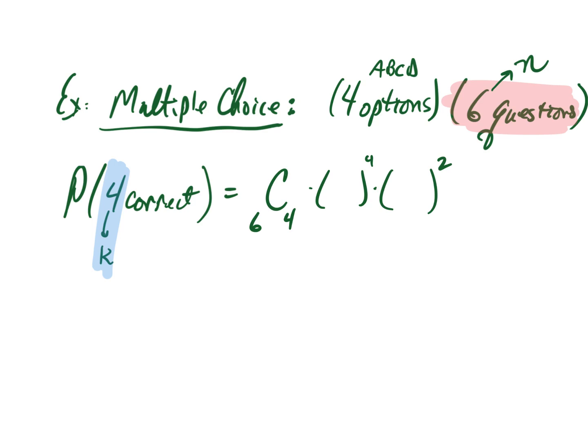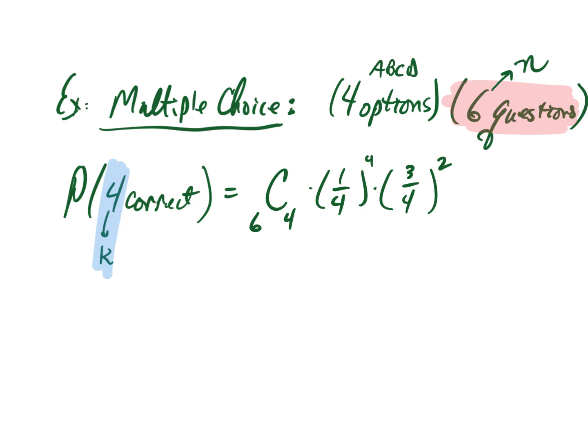Okay? Now, what really changes when we go from true, false to multiple choice is the probability of success. Because we're multiple choice, A, B, C, D, now the probability of guessing one correct isn't 1/2, but it is 1/4. All right? And if the probability of a success is 1/4, the probability of a failure is 1 minus 1/4, or 3/4.